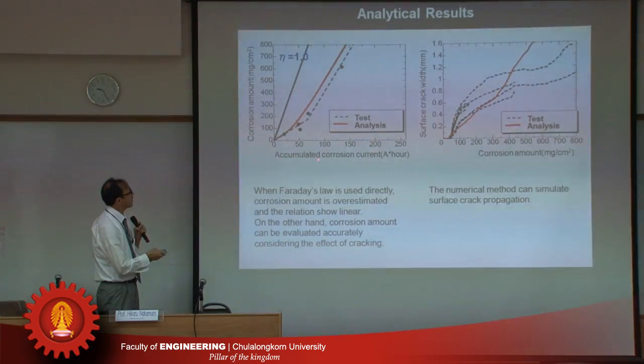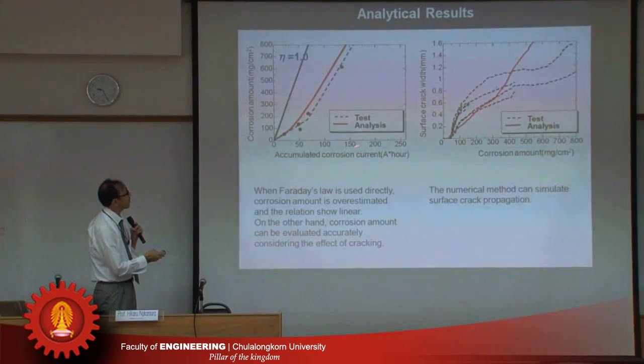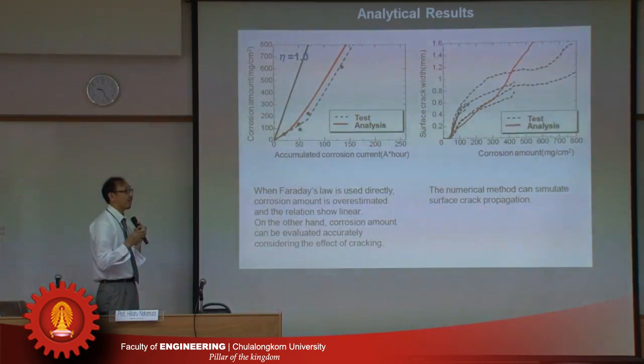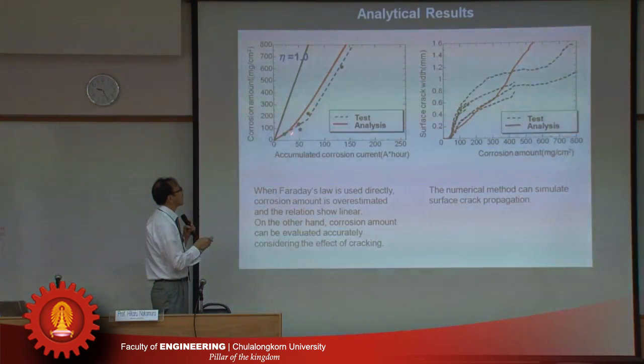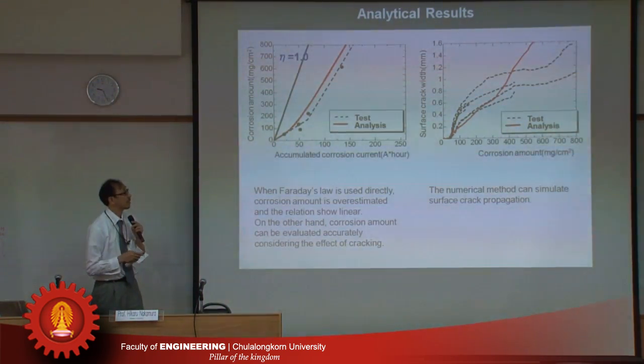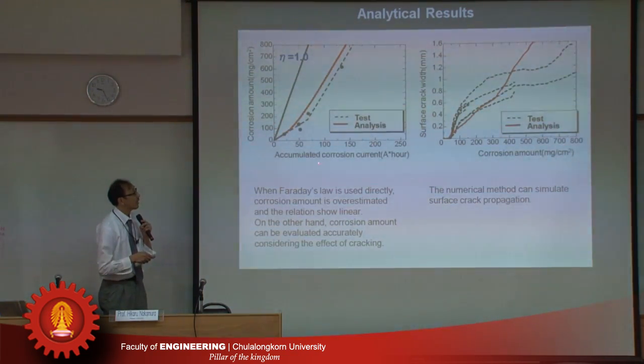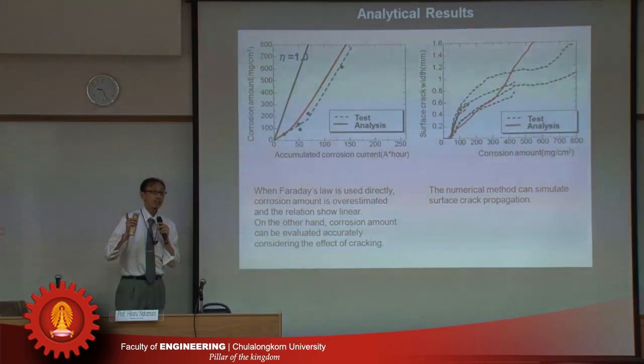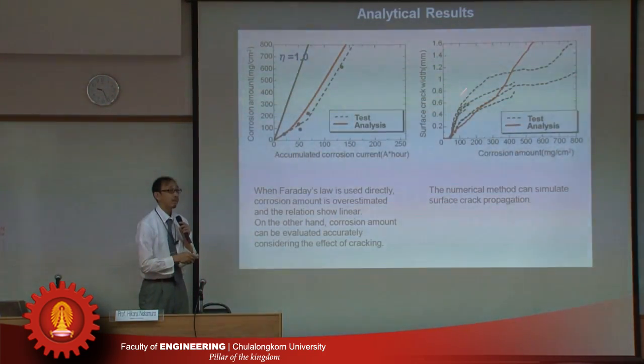This relationship is between the accumulated corrosion current and corrosion amount. This is a test result. When we use Faraday's law directly, it is an overestimate. But when we consider the effect of the concrete and the effect of the crack, we can simulate the test result reasonably. This simulation is very important because the accumulated corrosion current is directly related to time. It's just time. So we can simulate the effect of time.